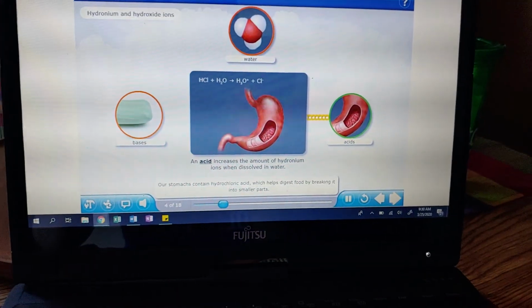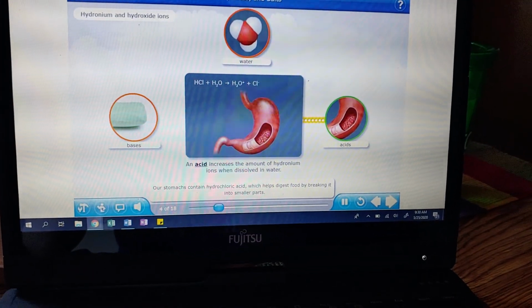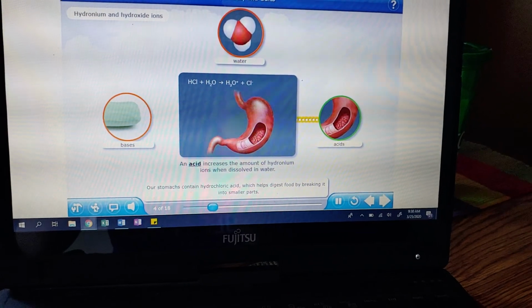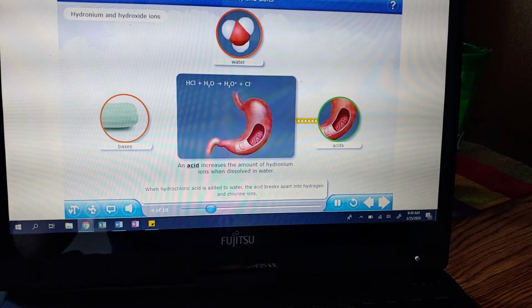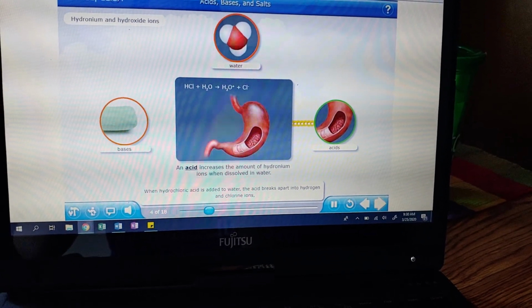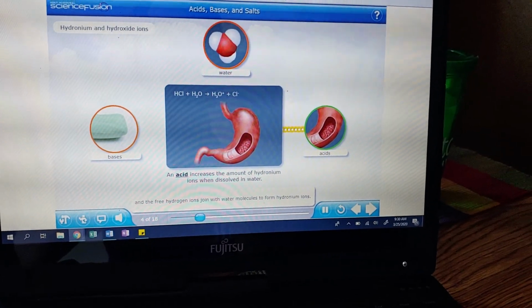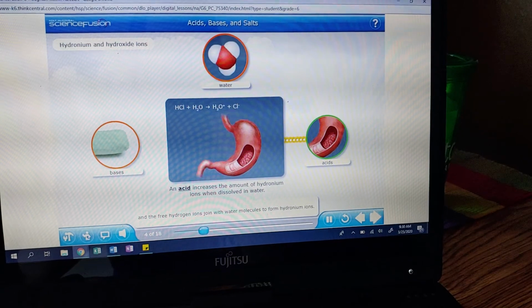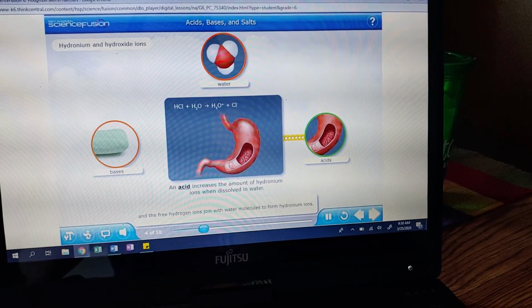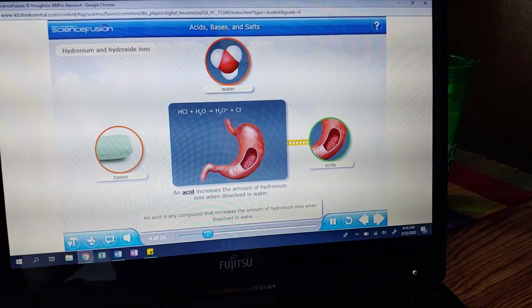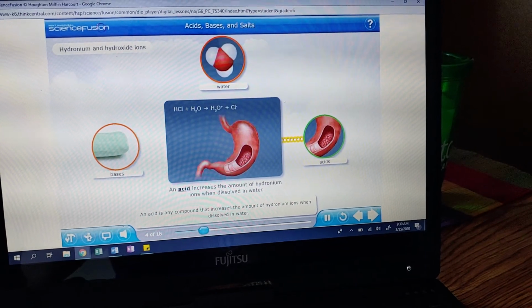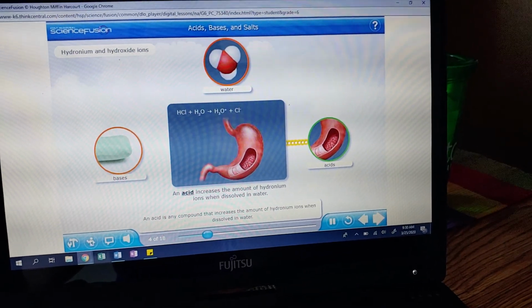Our stomachs contain hydrochloric acid, which helps digest food by breaking it into smaller parts. When hydrochloric acid is added to water, the acid breaks apart into hydrogen and chlorine ions. And the free hydrogen ions join with water molecules to form hydronium ions. An acid is any compound that increases the amount of hydronium ions when dissolved in water.